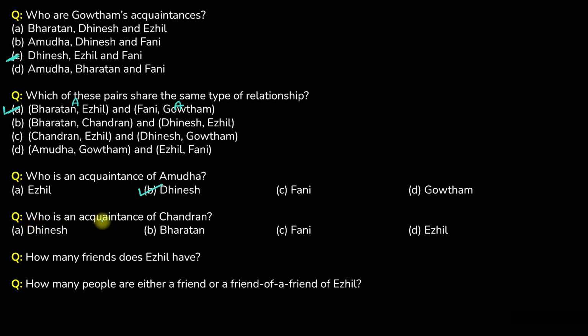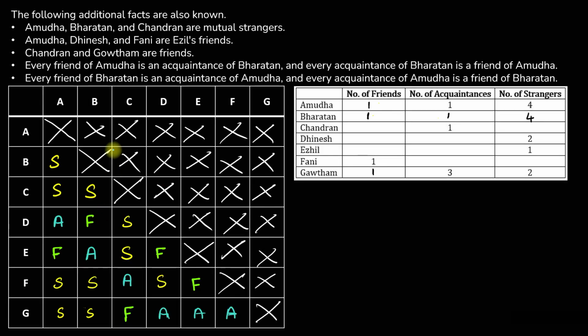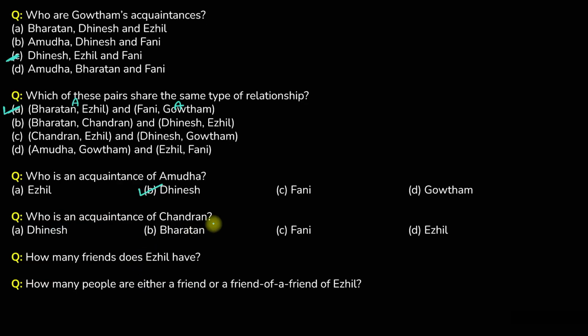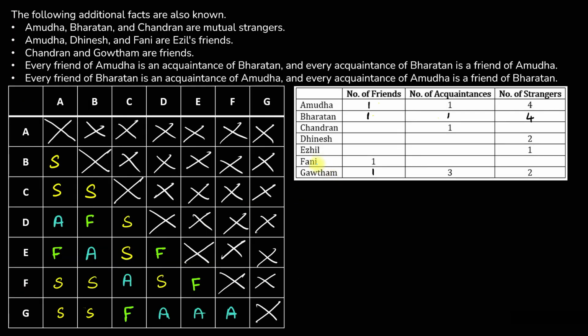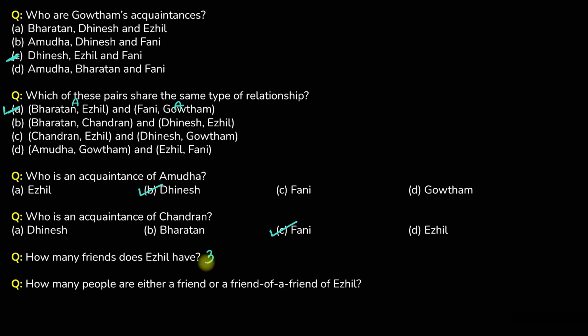Next, who is an acquaintance of Chandra? For C, the acquaintance, for C we have these 6 relationships. The acquaintance is F. Okay. So option C is the correct answer here. How many friends does E have? Okay. So E, where is E? We have E over here. This is E. So E has 1, 2, 3 friends, right? So E has 3 friends.